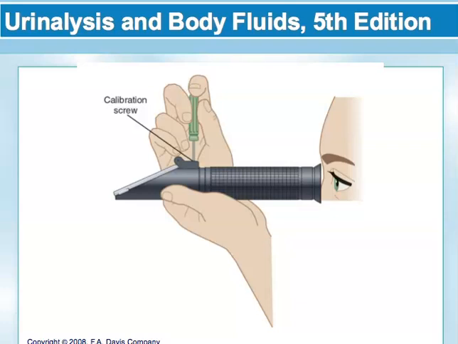To calibrate, you can use distilled water, which should give you a reading of 1.000, and you can adjust the set screw to correct the reading if necessary. Also, 5% sodium chloride can be used. It should read 1.022 plus or minus 0.001, or you can use a 9% sucrose solution, which should read 1.034 plus or minus 0.001.